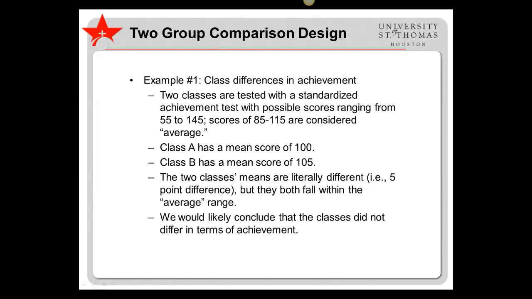Let's look at an example, class differences in achievement. Two classes are tested with a standardized achievement test with possible scores ranging from 55 to 145. Scores of 85 to 115 are considered average. Class A has a mean score of 100. Class B has a mean score of 105. The two classes' means are literally different, that is, a 5-point difference, but they both fall within the average range. We would likely conclude that the classes did not differ in terms of achievement, as the difference of 5 points is not really meaningful in this context.